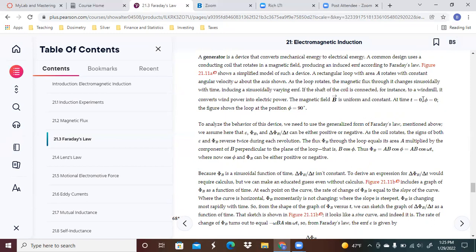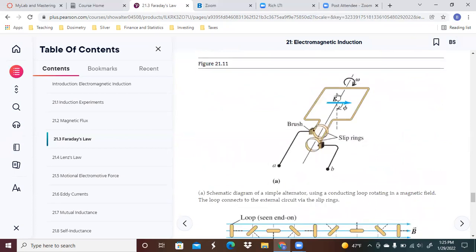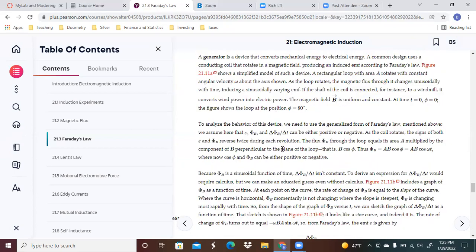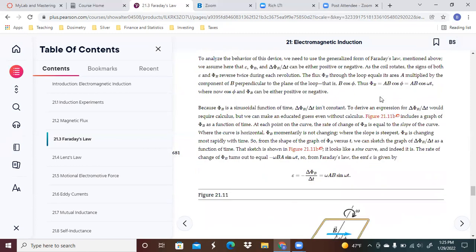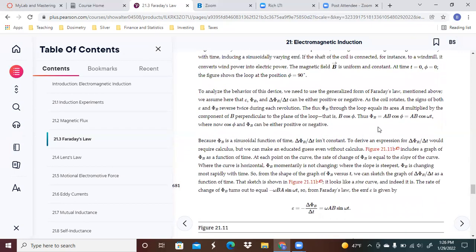So at time t naught, or time t is equal to 0, phi is equal to 0. And the loop, the figure shows the loop at the position 90 degrees. So if we look at a generalized form of Faraday's law, we're going to assume here that the EMF, magnetic flux, and the change of that flux with time can be either positive or negative. As it rotates, the sign of both E and the magnetic flux reverse twice during the revolution because of how it's rotating and how it's cutting those lines.